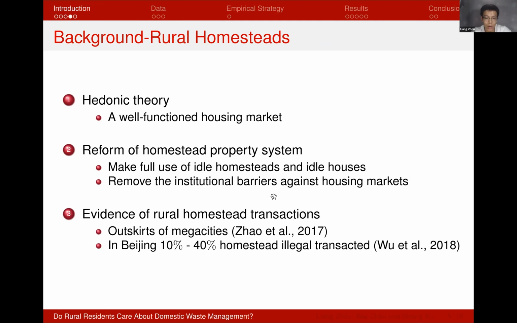In this study, one of the implicit preconditions of the hedonic price model is a well-functioning housing market. China is undergoing a reform of the rural homestead system, which aims to fully revitalize and utilize the idle houses to eliminate institutional obstacles to the circulation of homestead. Whether pilot institutional policies or evidence from private transactions, these facts strongly support our hedonic analysis in rural China.